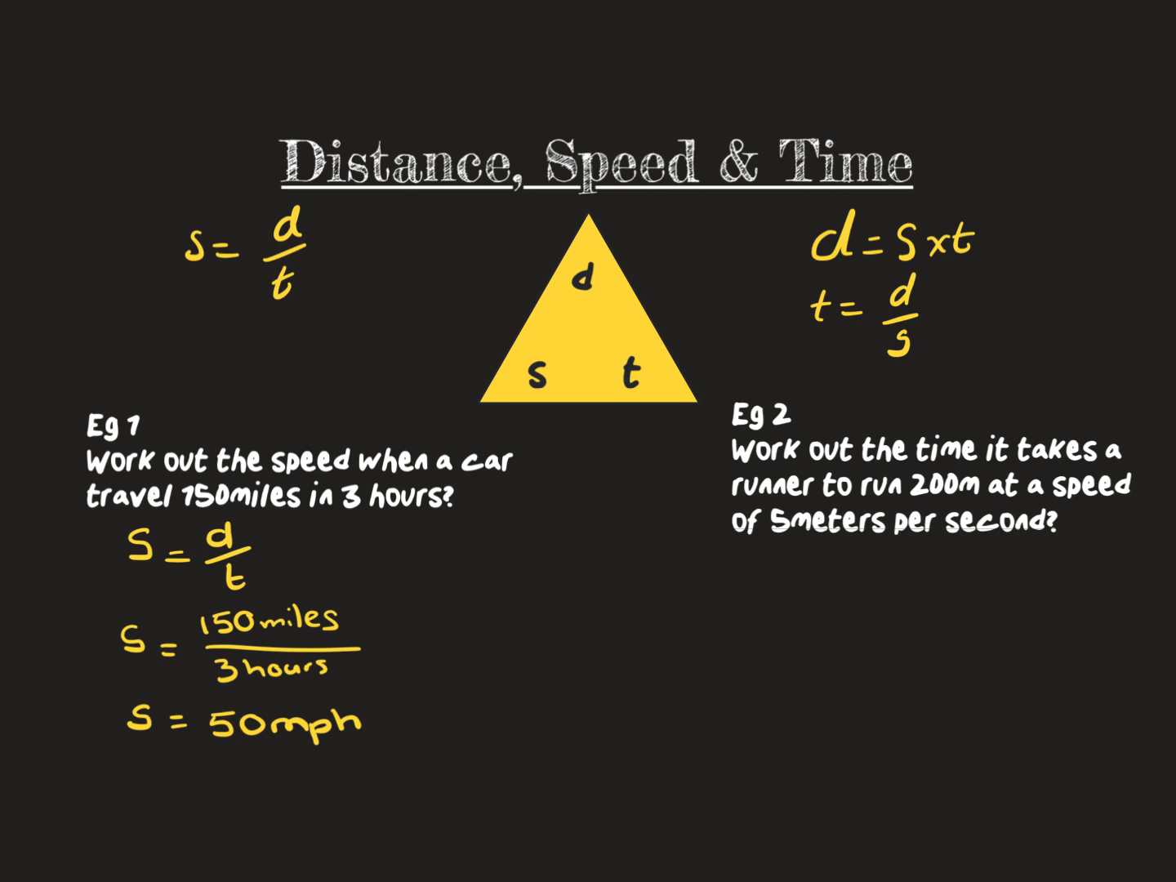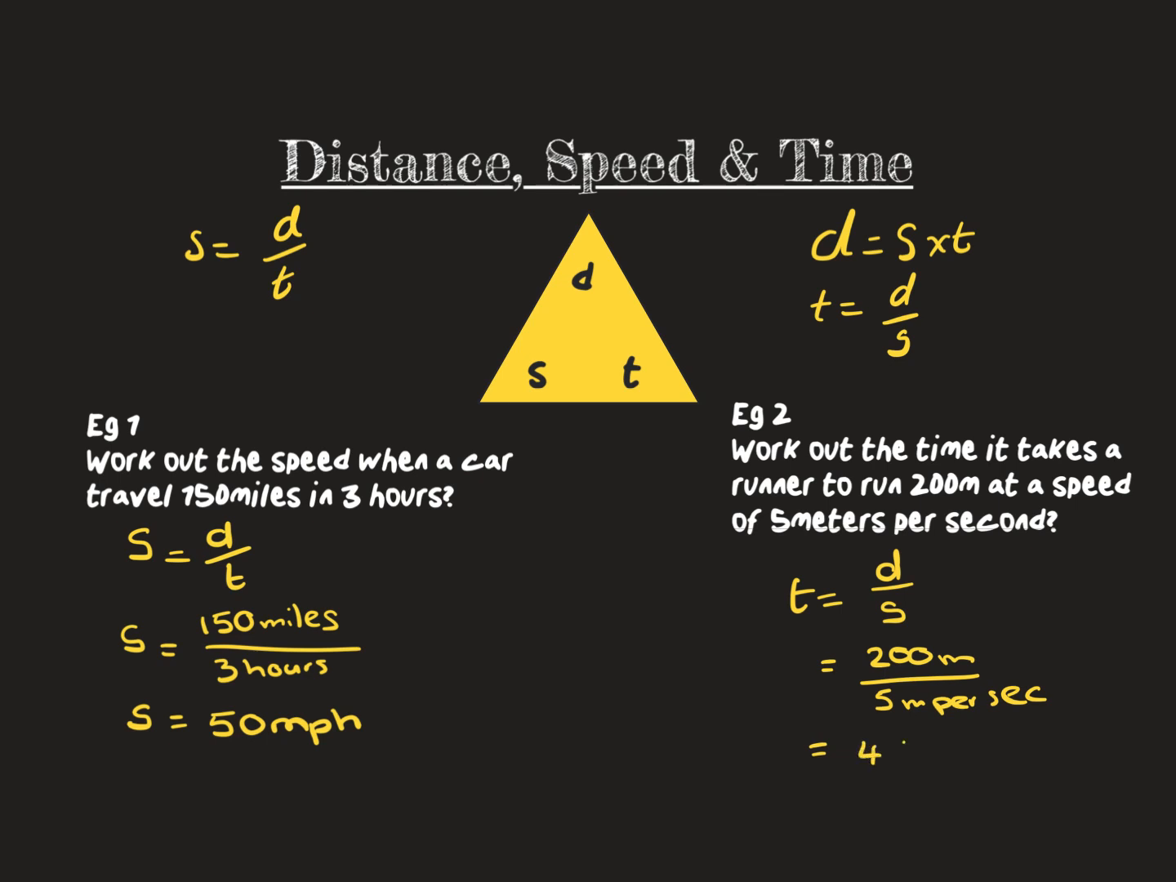So we're trying to work out here the time. It says work out the time. So time is equal to, if we look at our formula here, distance over speed. So that means we're dividing distance over speed. So our distance is 200 metres. And our speed is 5 metres per second. So we're going to do 200 divided by 5.